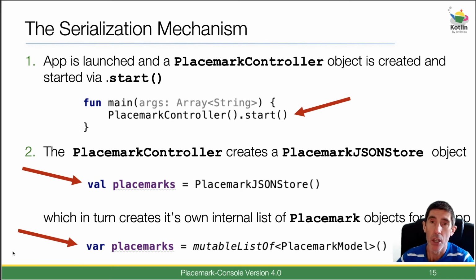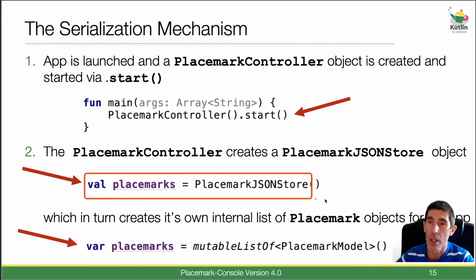Okay, so the first thing that happens is the app is launched and a placemark controller object is created and started via our .start. Again, we've touched on that. It's the same as version 3. We then go ahead and, through that start, the placemark controller creates a placemark JSON store object, like so. That's what we have here, declared inside our placemark controller.